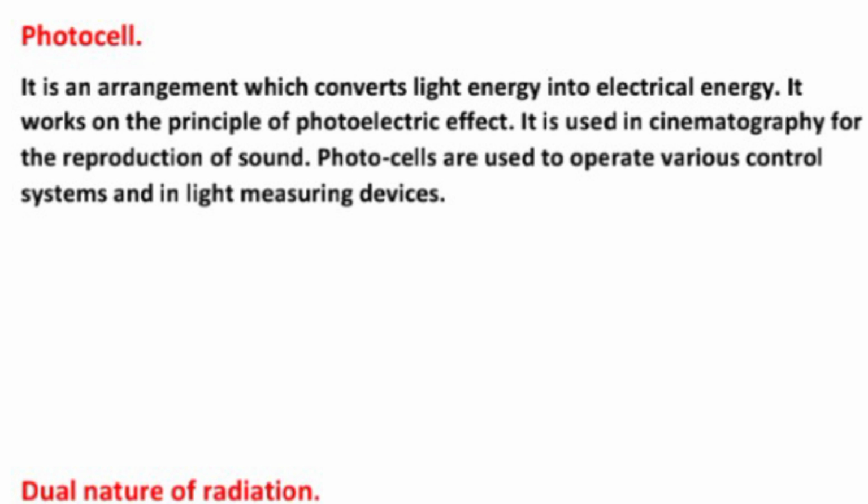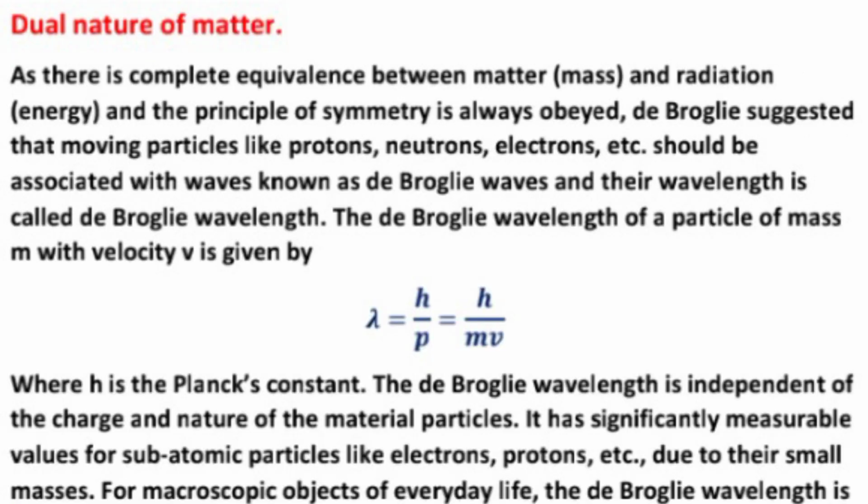Now, dual nature of radiation. What is dual nature of radiation? Light has dual nature. It manifests itself as a wave in diffraction, interference, and polarization, while it shows particle nature in photoelectric effect, Compton scattering, etc.